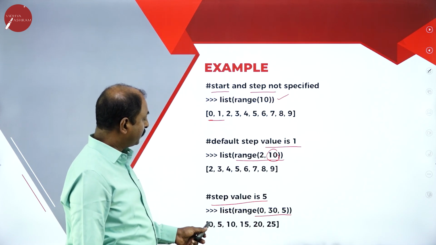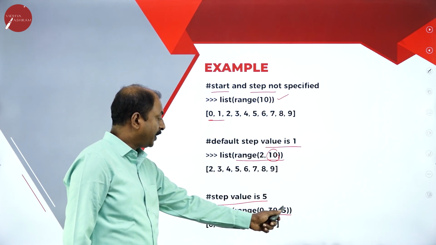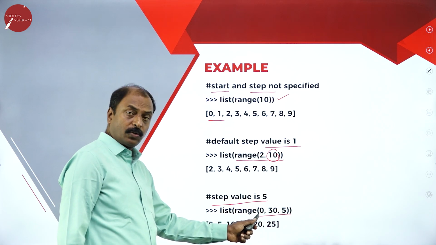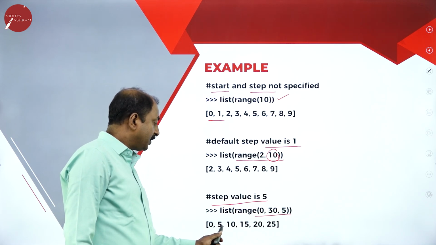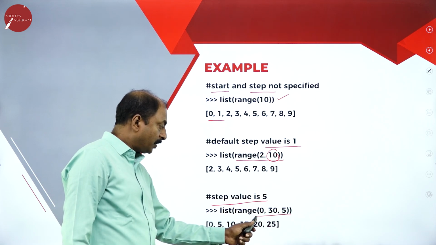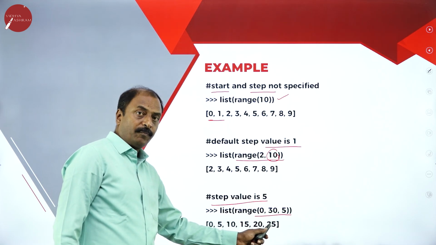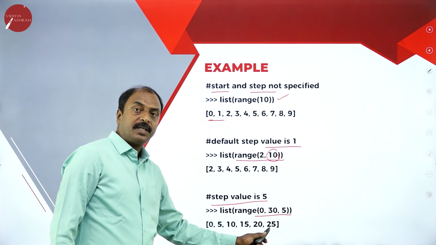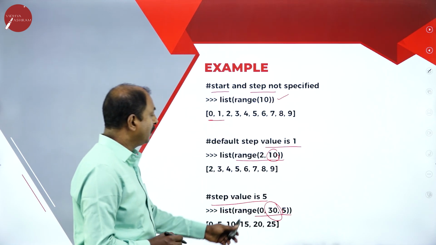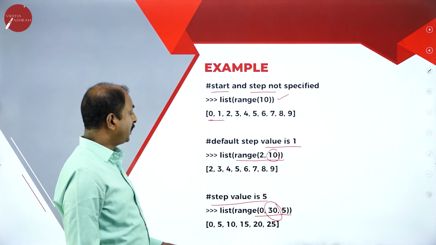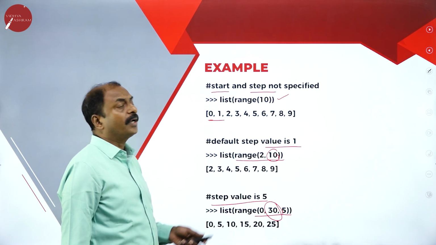So accordingly, first is 0, then with a step of 5: 0, 5, again plus 5 is 10, 15, 20 and 25, and 25 plus 5 is 30. It is not going to print 30 because it is excluding the last value. So this is the example for the range function.